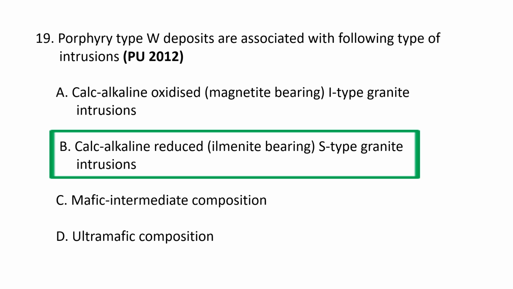Porphyry type tungsten deposits are indeed associated with calc-alkaline magmas in a reducing environment. Specifically, these deposits are related to high potassium calc-alkaline to shoshonitic silicic intrusions. So porphyry type tungsten deposits are associated with calc-alkaline reduced S-type granite intrusions. B is the correct option.